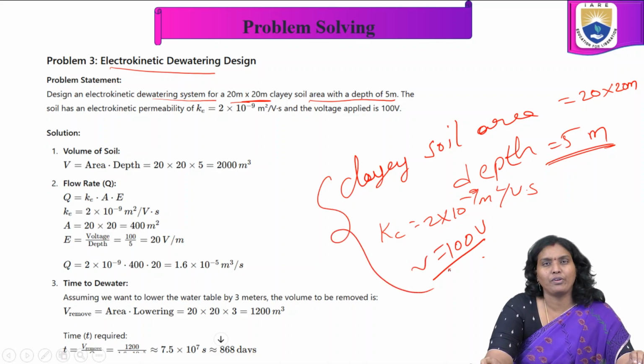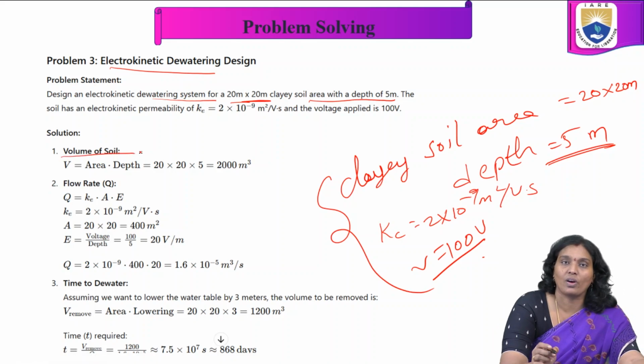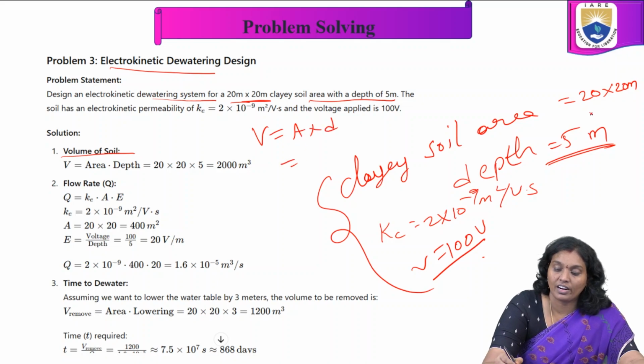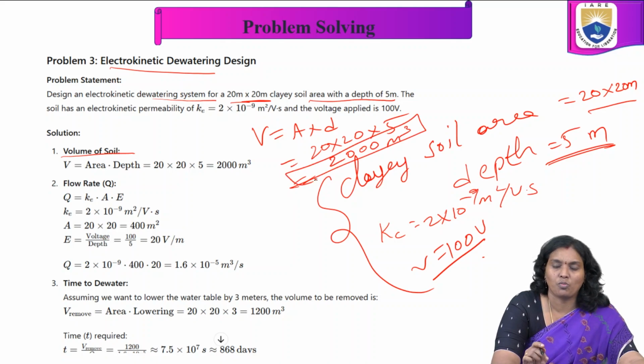As per the requirement, we are going to find out first the volume of the soil. Here volume is equal to area into depth. So area already, that is equal to 20 into 20, length into breadth, into depth, that is equal to 2000 meter cube. This is the volume of the soil.